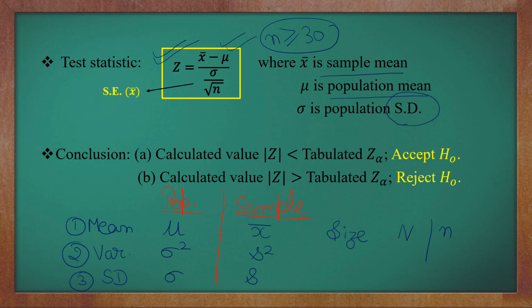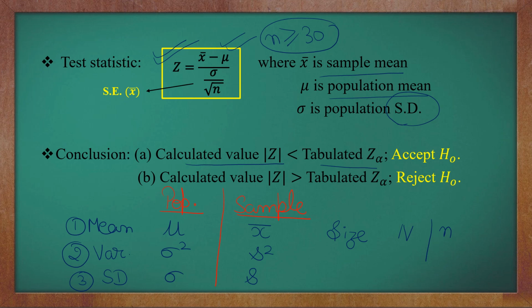After this you have to take a conclusion, a decision. In the decision, we have two things. When you apply this formula, you will get some answer, and that is called the calculated value. This calculated value is compared with the tabulated value, the table value. I will discuss the tabulated value when I discuss the problems.